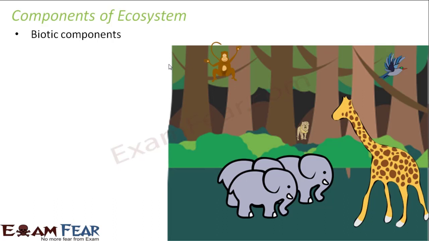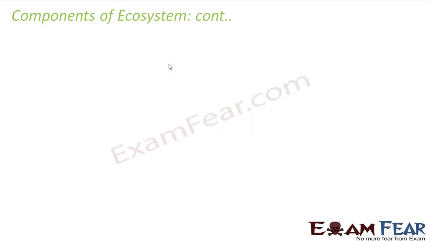So there are two basic components of an ecosystem. One is biotic components and the other one is abiotic components, right? So biotic, the word bio itself is related to life. So biotic components means the living components. Similarly, abiotic means something which is not alive. So the non-living components fall under the category of abiotic components. So let us study about each of these components in detail.